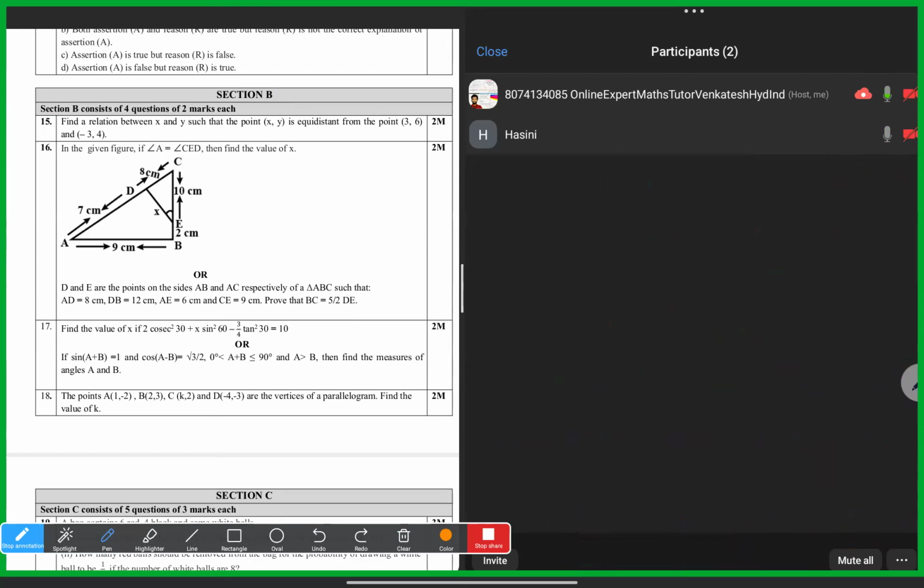So they said to find the value of x. This is directly based on the values only, you can understand it easily. The equation is 2 cosecant square 30 minus x sine square 60 minus 3 by 4 tan square 30 is equal to 10. This is the equation they gave.